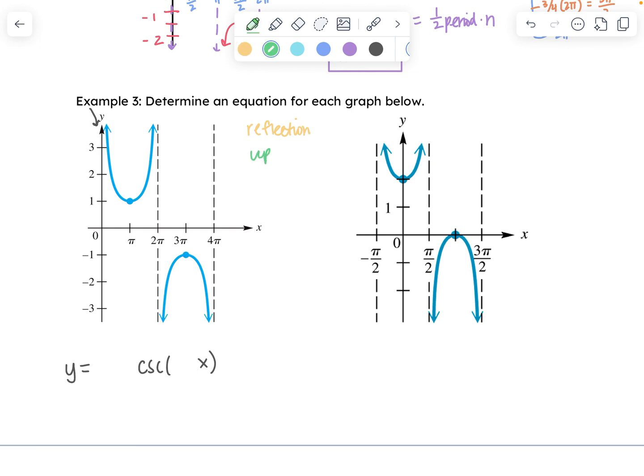Did we shift up or down? Was there a stretch or a shrink? And did the period change? So if I'm looking at this one, is there a reflection?